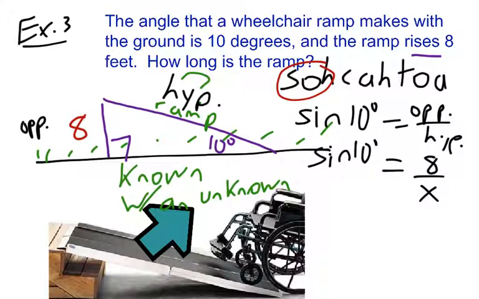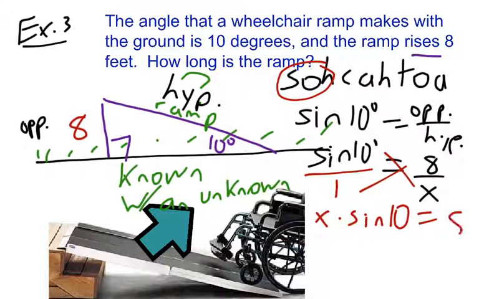So I'm just going to solve a proportion. And nothing's on the bottom, so I can put 1 on the bottom. So x times sine of 10, if I cross multiply, and 8 times 1 is just 8. And now I want to solve for x, so I'm multiplying by sine of 10, so the inverse is dividing.